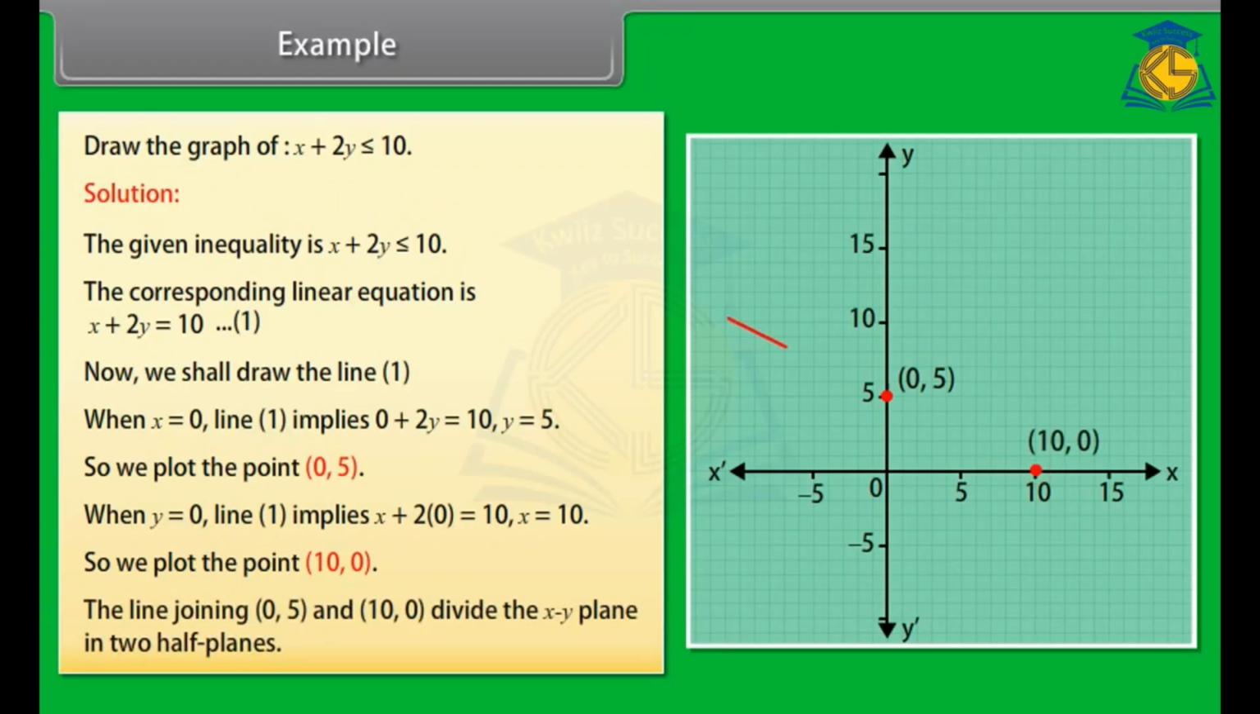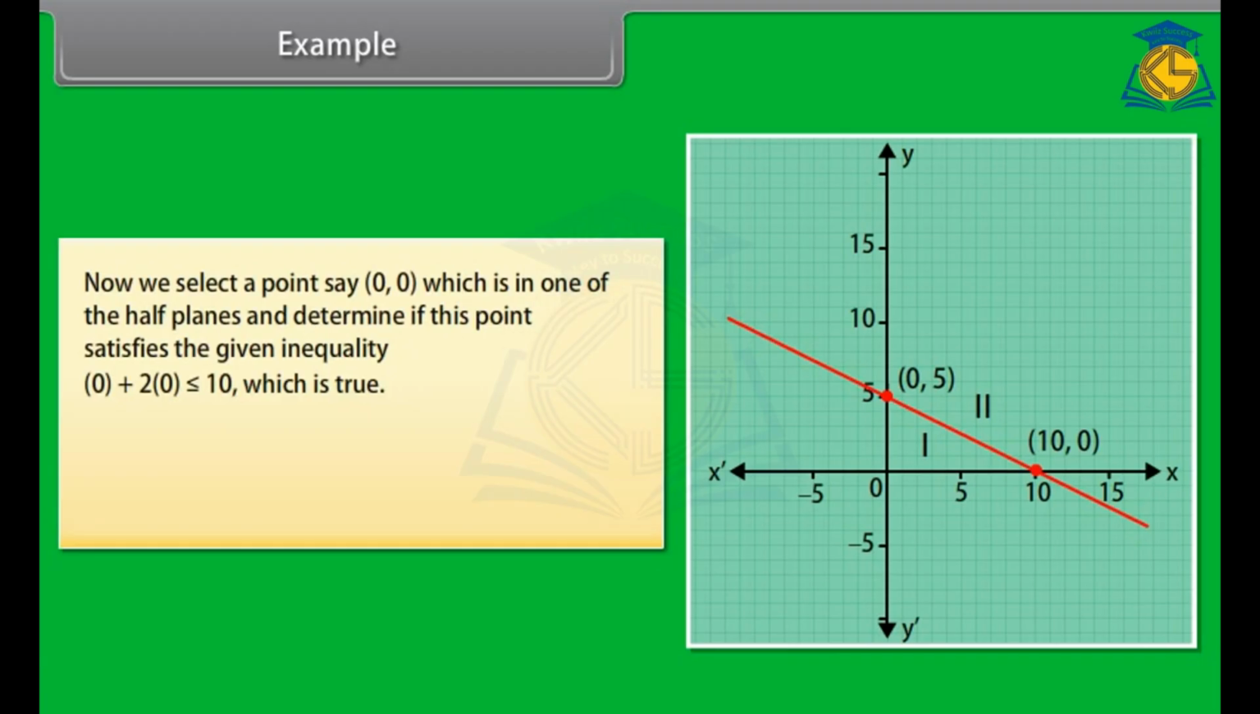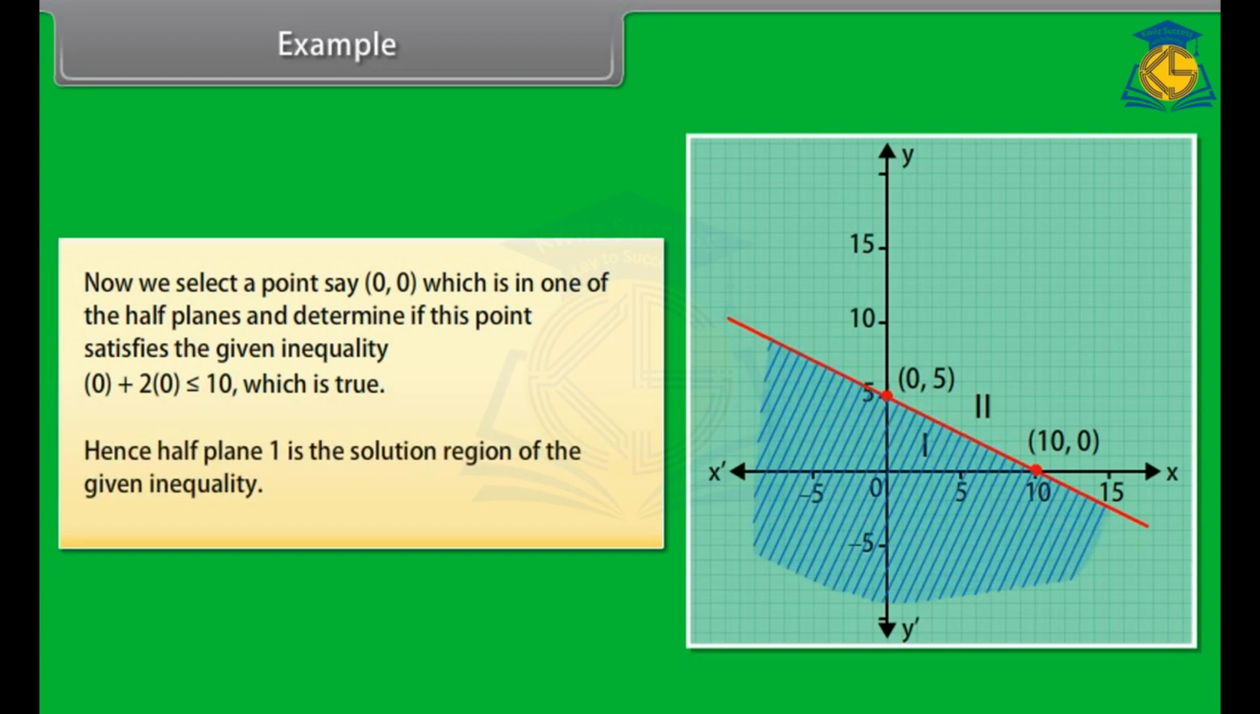The line joining (0, 5) and (10, 0) divides the xy plane in 2 half planes. Now we select a point, say (0, 0), which is in one of the half planes, and determine if this point satisfies the given inequality. 0 plus 2 into 0 less than or equal to 10, which is true. Hence, half plane 1 is the solution region of the given inequality.